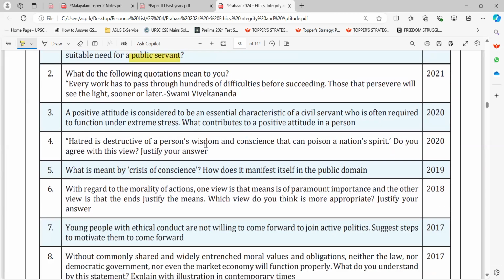Swami Vivekananda. Third: A positive attitude is considered to be an essential characteristic of a civil servant who is often required to function under extreme stress. What contributes to a positive attitude in a person? Fourth one is, hatred is destructive of a person's wisdom and conscience that can poison a national spirit. Do you agree with this view? Justify your answer.